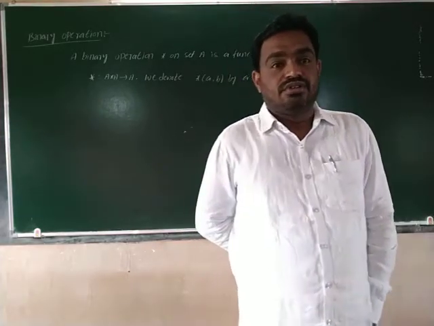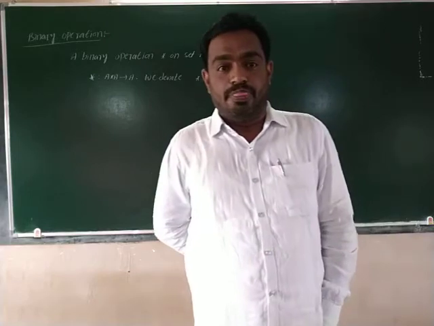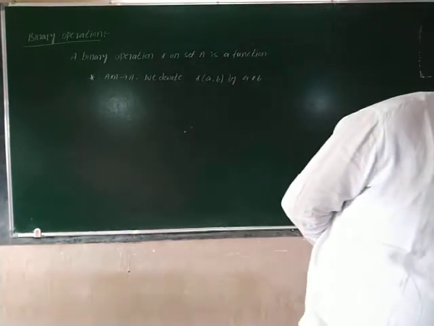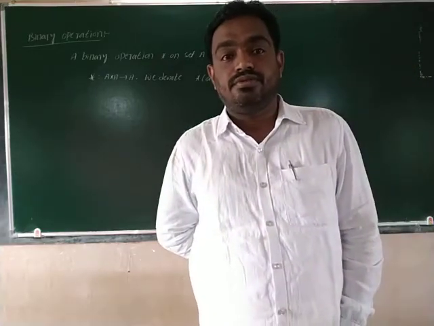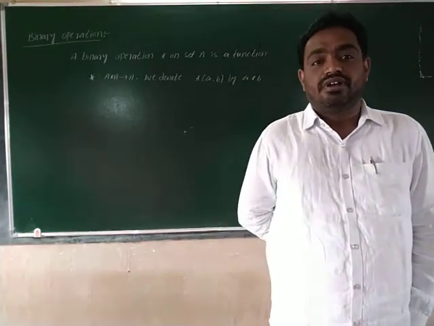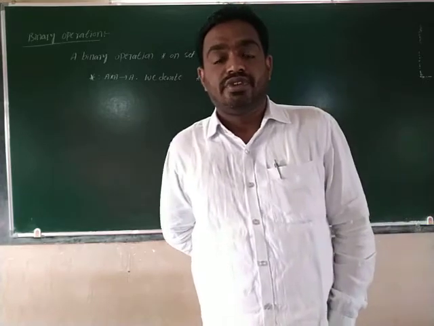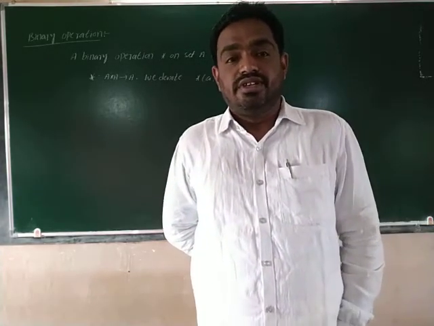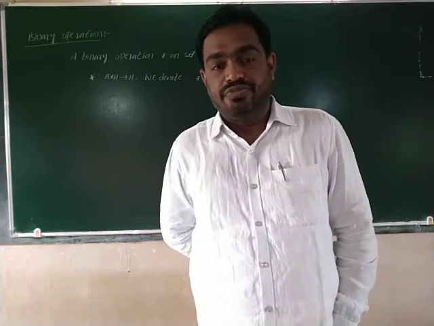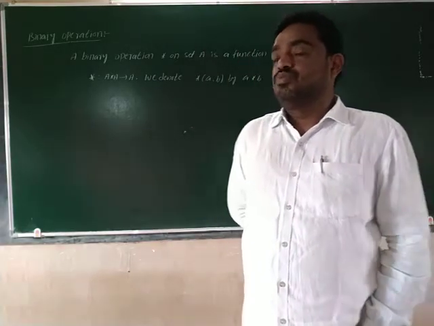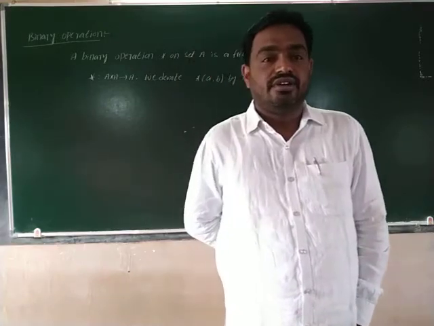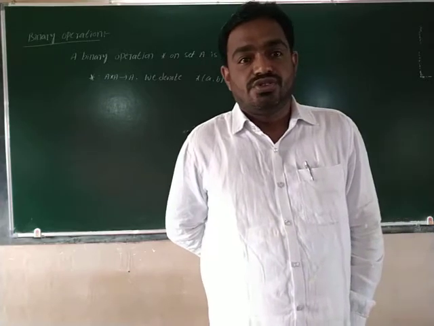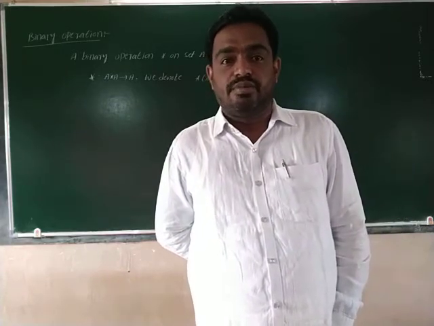Already we know some operations on two elements or three elements: addition, multiplication, subtraction or division. These are all operations. For example, 2 plus 3. Here the operation is addition. We are operating on addition. So 2 plus 3 is 5. That is the binary operation.